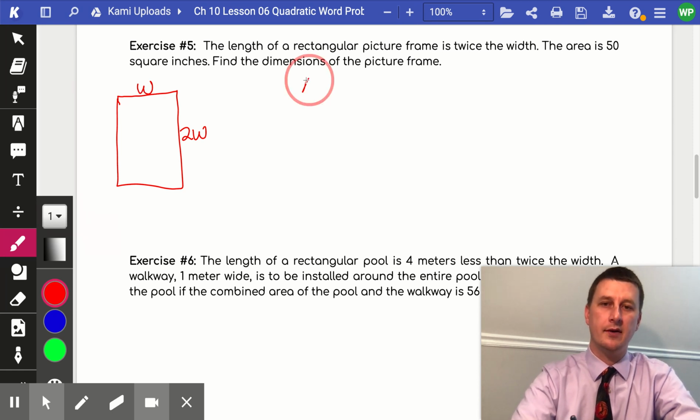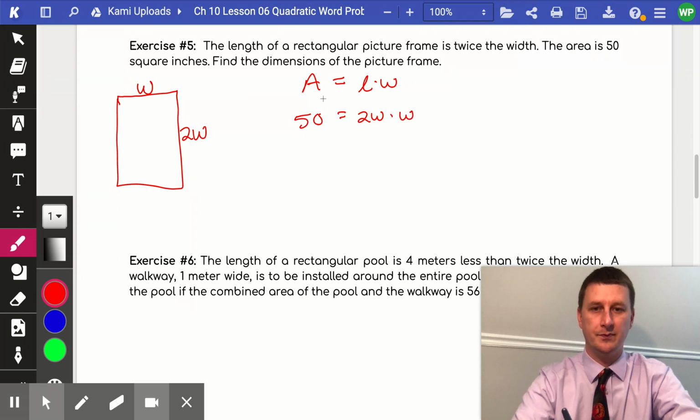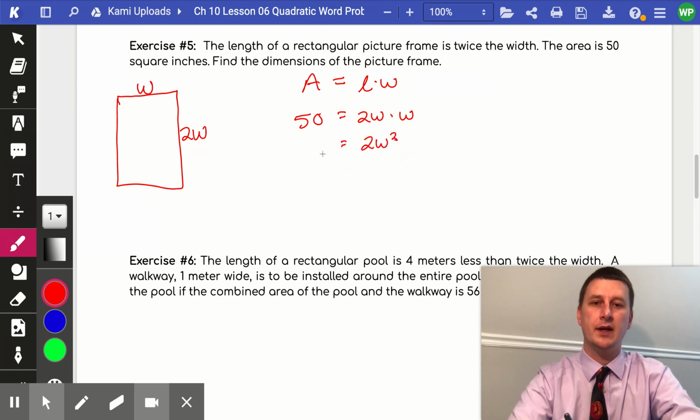Okay, so I know that area of a rectangular picture frame would be area is length times width, and I know my area now is 50 square inches. I know my length is 2W, and I know that my width is just W. Okay, so now 2W times W will give me 2W squared, and that will equal 50.